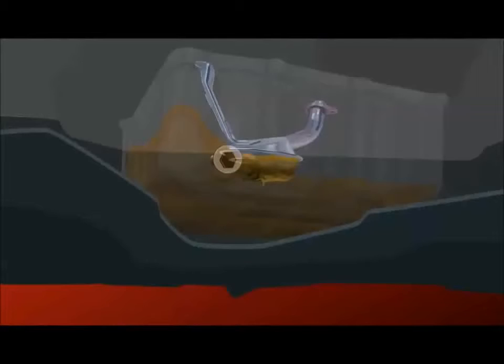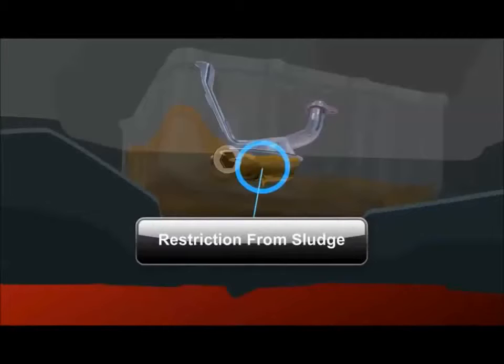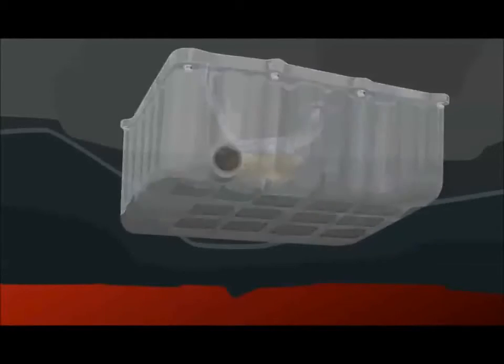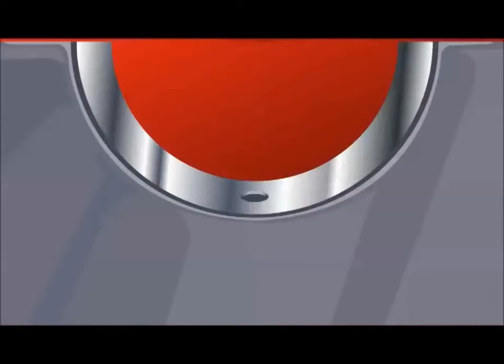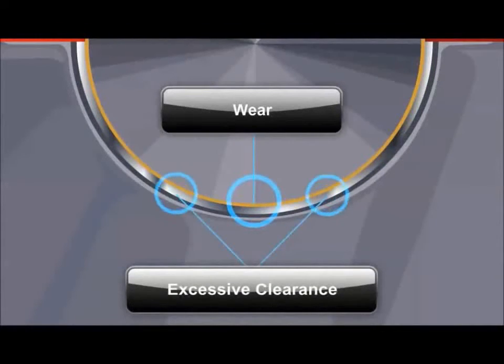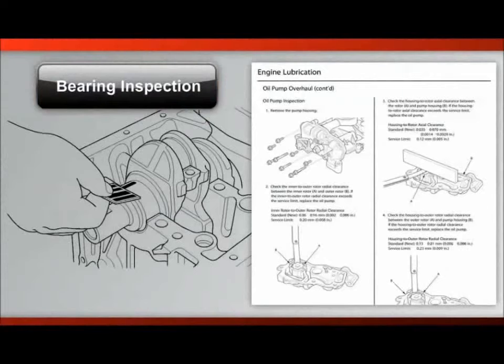Finally, low oil pressure occurs when sludge builds up on the oil pickup screen, reducing oil flow to the pump. On some engines, you may be able to inspect the pickup screen by removing the drain plug, but the inspection typically requires oil pan removal. As we stated earlier, oil pressure also drops as internal engine components wear. Wear creates excessive clearance, reducing resistance and allowing oil pressure to bleed away. Our service manuals include engine inspection procedures for bearings and oil pumps.